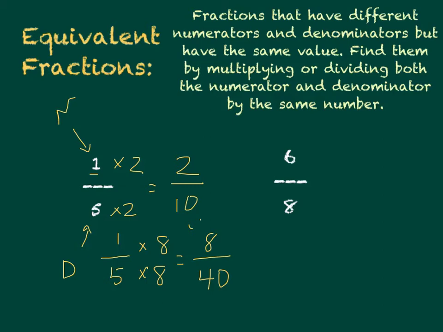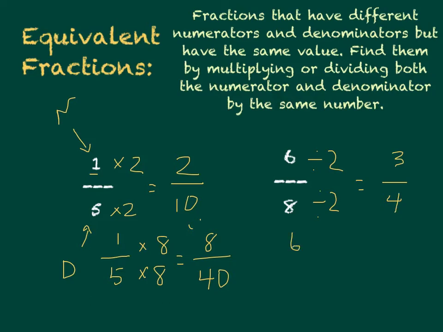The number 6/8 gives me a couple of options. I notice immediately that 6 and 8 are both even numbers, so I know I could divide them each by 2. So this time I can use division as a method for me. If I divide 6 by 2, I'm going to get 3. If I divide 8 by 2, I'm going to get 4, so 3/4 is equivalent to 6/8.